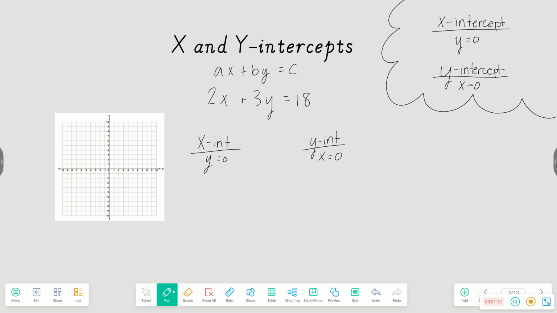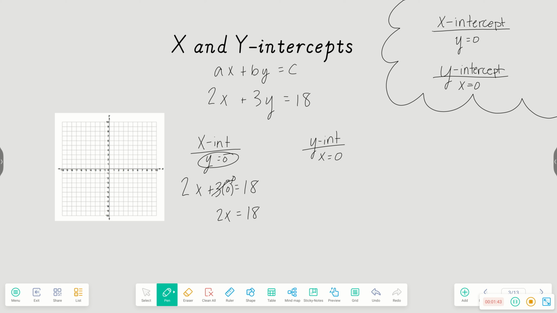So just like when we tested solutions, I'm going to write my equation. And I'm going to replace y with 0 now. When I substitute 0 for y, I have to put it in parentheses. Now, 3 times 0 is just 0. That goes away. I have 2x left on this side, and I have 18 left on this side.